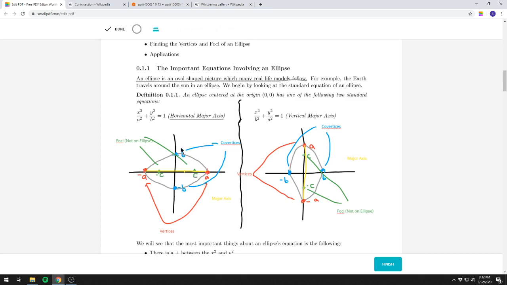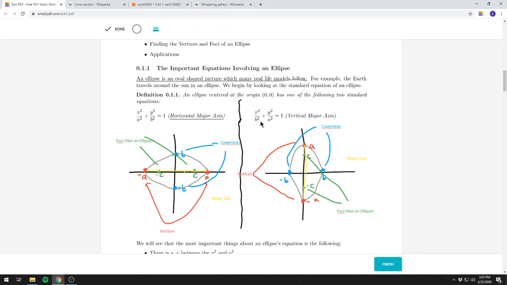The other 2 special points about an ellipse are the opposite vertices. So the vertices not on the major axis. And these are called the co-vertices. Here, for the horizontal major axis, they are on the y-axis because this is not the major axis.